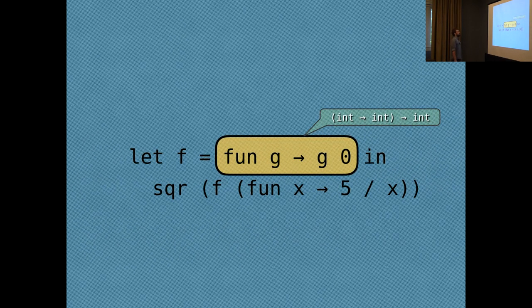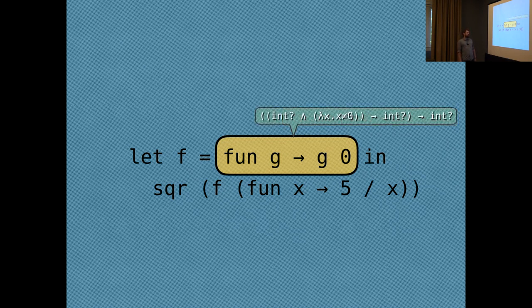Okay, so let's go back. Now let's touch up our specification here. We could do it with a refinement type, or equivalently here as a contract that's got this attached predicate to it saying that it can't be 0, okay?